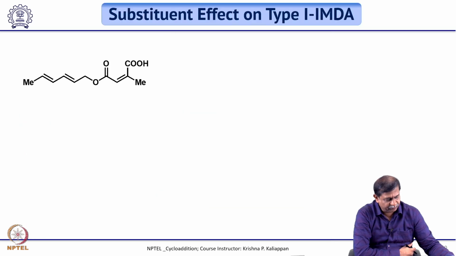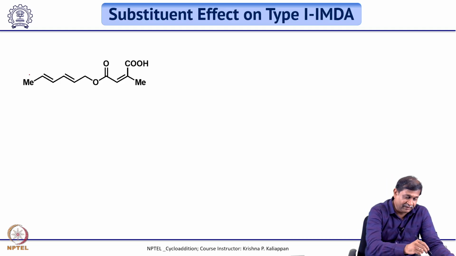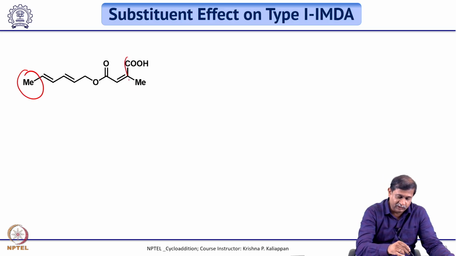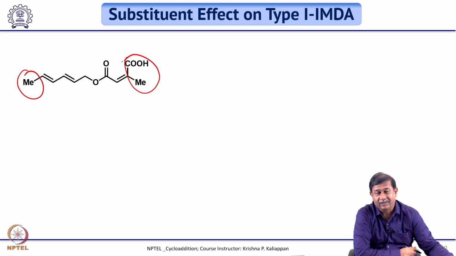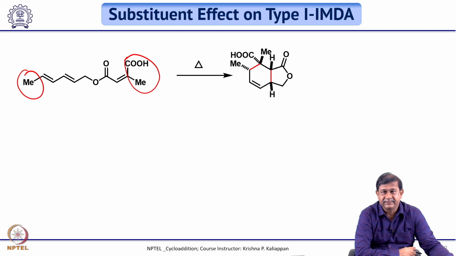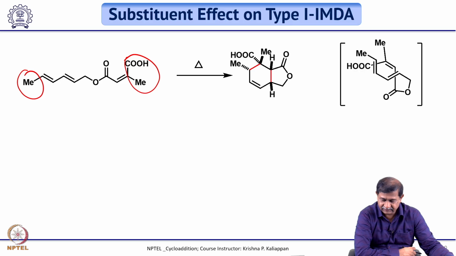Let us continue some more with some more substituents on the dienophile. So now if you look at this, you have one substituent on the diene and you have two substituents on the terminal carbon atom of the dienophile. So, this gives a very interesting bicyclic system. Okay. So, as you know, this has an electron withdrawing group. So, obviously one is expected to give the cis product.